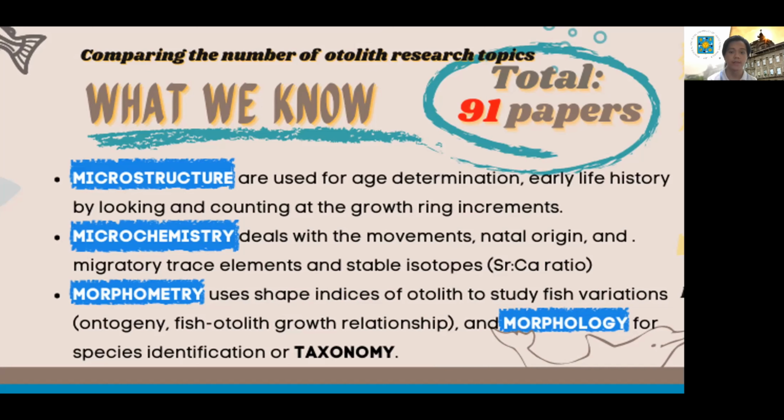Morphometrics uses shape indices of otoliths to study variation in fish size structure based on ontogeny and by comparing the fish to otolith growth relationship. And morphology is used for species identification, which is used for taxonomy.